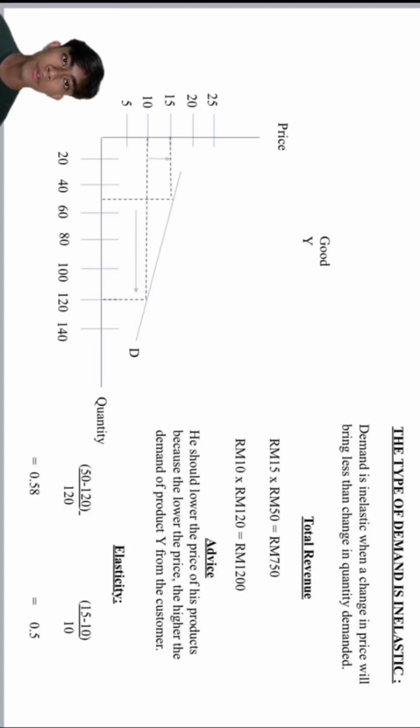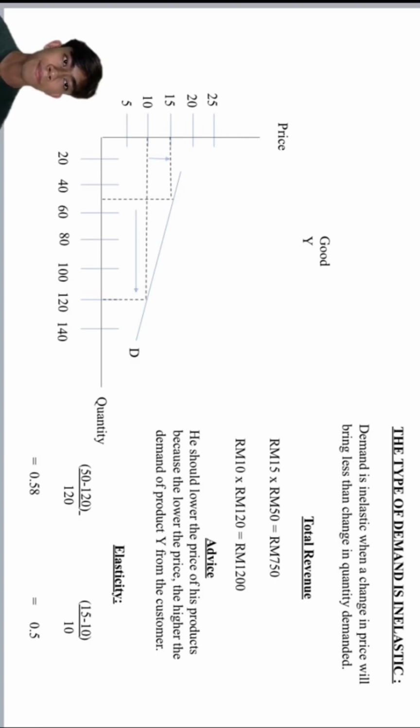Okay, so now for good Y. So this is the diagram for good Y, and the type of demand is inelastic. Demand is inelastic when a change in price will bring less than change in quantity demanded. So the total revenue that we got is RM15 times RM50, so we got RM750, and then RM10 times 120, and we got RM1200.